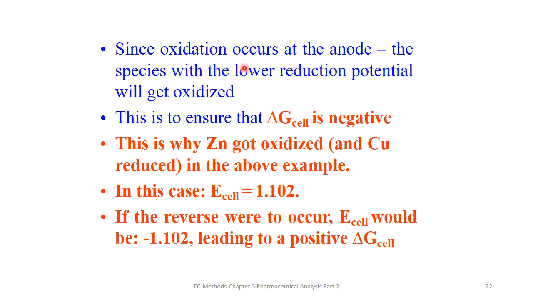Since oxidation occurs at the anode, the species with the lower reduction potential will get oxidized. This is to ensure that ΔG is negative. That is why zinc got oxidized and copper gets reduced. If the reverse were to occur, the overall E cell would be minus 1.102, leading to a positive ΔG cell.